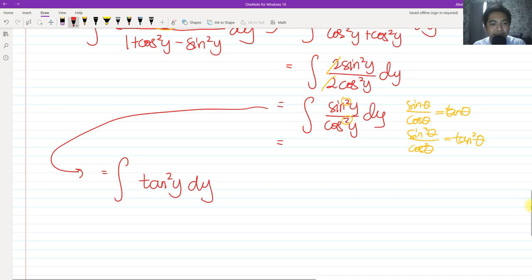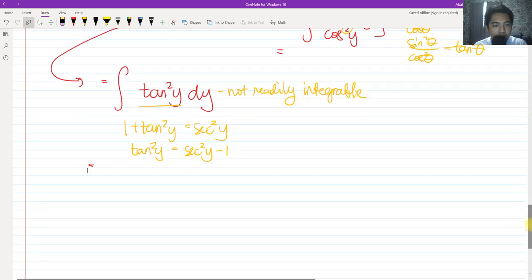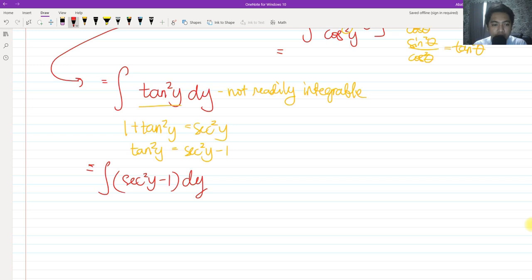So now, again, this is not readily integrable, so you have to find another way such that you can integrate this. But there is an identity that 1 plus tangent squared y equals secant squared y. So we isolate tangent squared y, and we have secant squared y minus 1. If we substitute that, it becomes the integral of secant squared y minus 1 dy, and this is readily integrable.